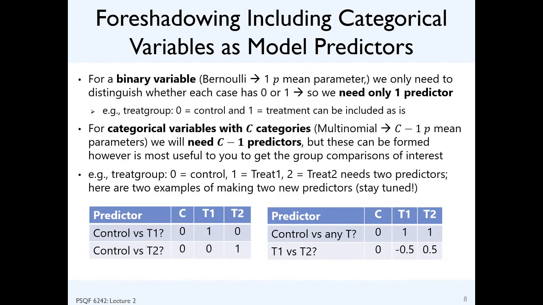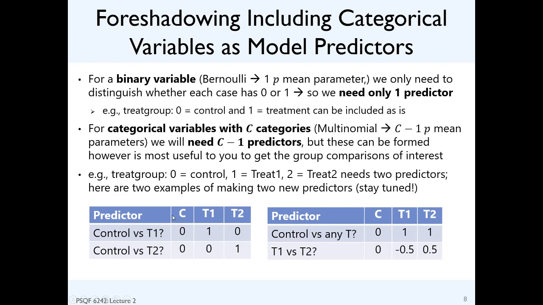So this is just foreshadowing how people would approach this. For instance, if I have a variable that has 3 categories, whether they're in a control group, the first kind of treatment group, or the second kind of treatment group, a classic approach to putting this type of variable in the model would look like what it is on the left here, where we make new ones.